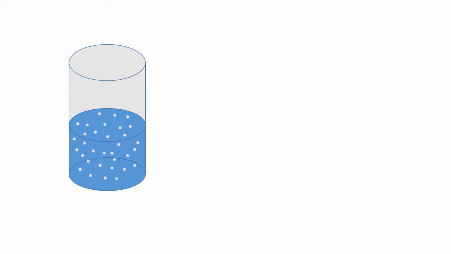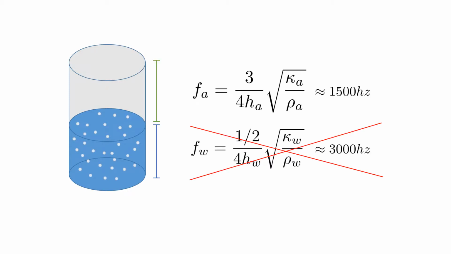When we add hot chocolate powder to our water, we introduce bubbles, which are highly compressible. Our top column of air will still resonate at the same frequency, since we haven't changed anything about it. But our bottom column, now made of hot chocolate, will have a different resonant frequency than the water did.